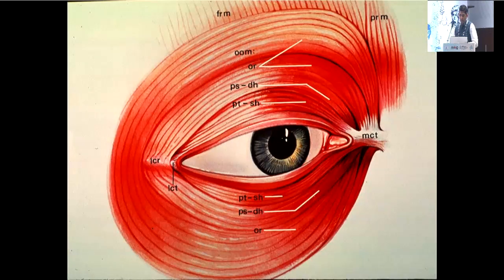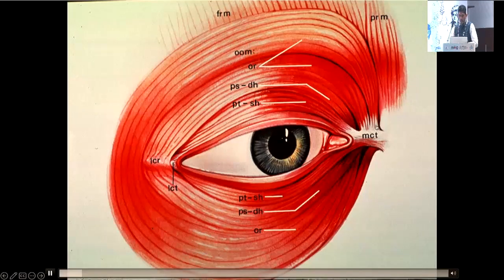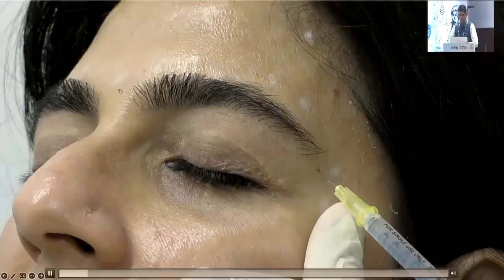This is a short video which shows injection of the lateral crow's feet area and the eyebrow complex. This is how the orbicularis origins and inserts. So you see it goes all around.